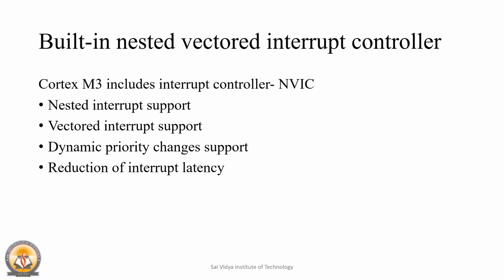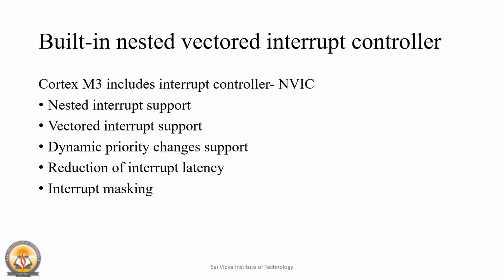Then we have the reduction of interrupt latency. The Cortex M3 processor also includes a number of advanced features to lower the interrupt latency. Now these include automatic saving and restoring of some register contents, reducing the delay in switching from one ISR to another, and handling the late arrival interrupts.